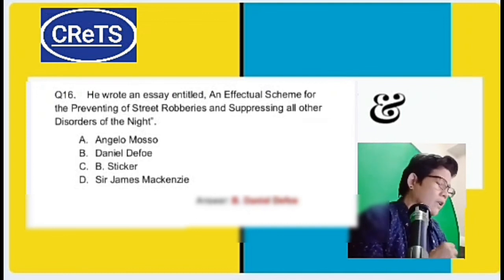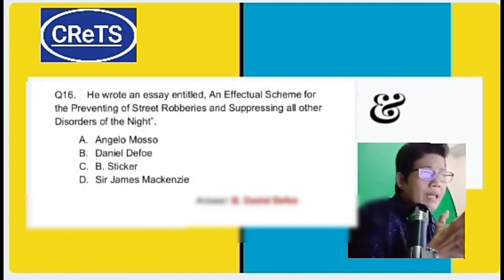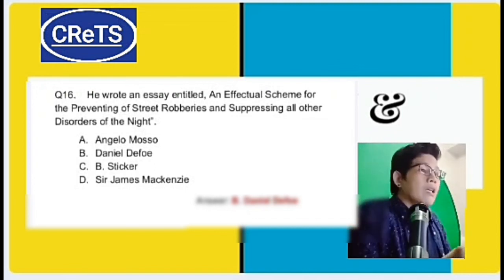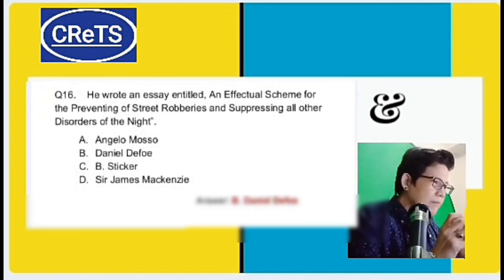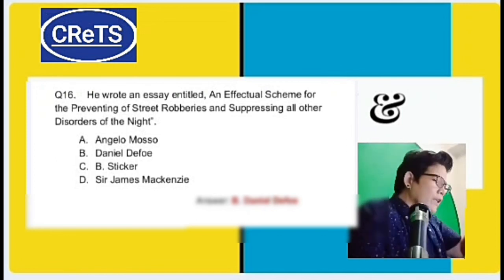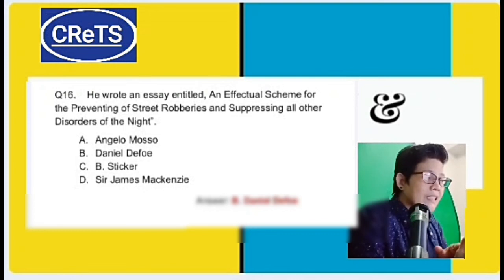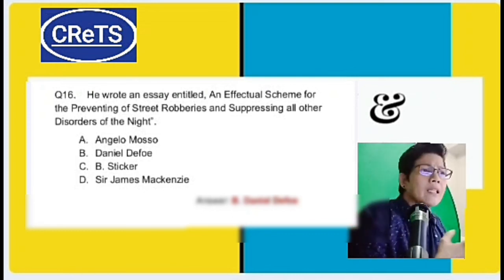He wrote an essay entitled Effectual Scheme for the Preventing of Street Robberies and Suppressing All Other Disorders of the Night. Class, final coaching. Remember, from time to time, pinapaalala ko, final answer. Kung hindi ka man nakapag-review masyado, in final coaching, this is it. What is the answer? Come on. Sino? You must try.